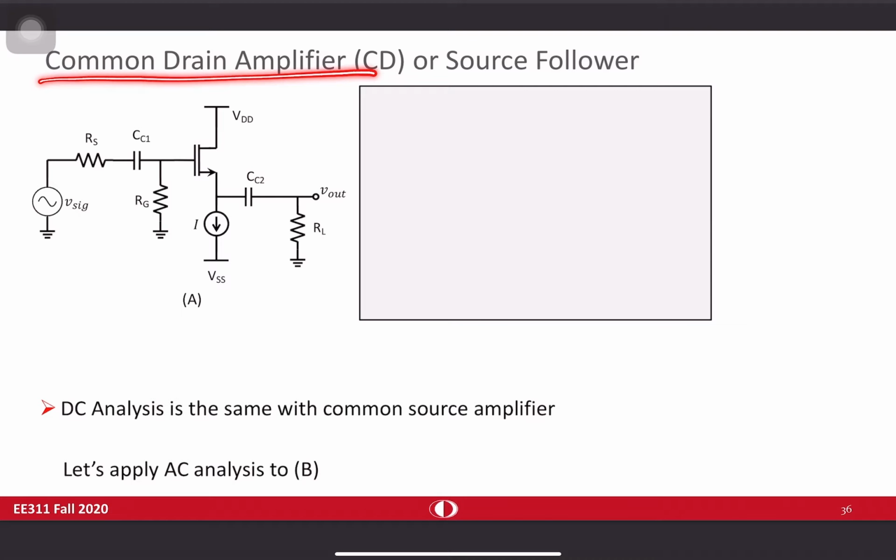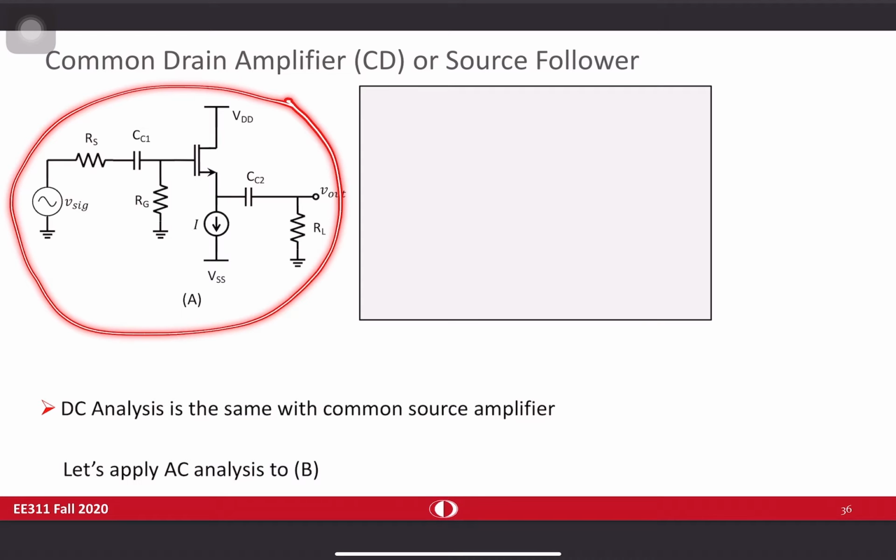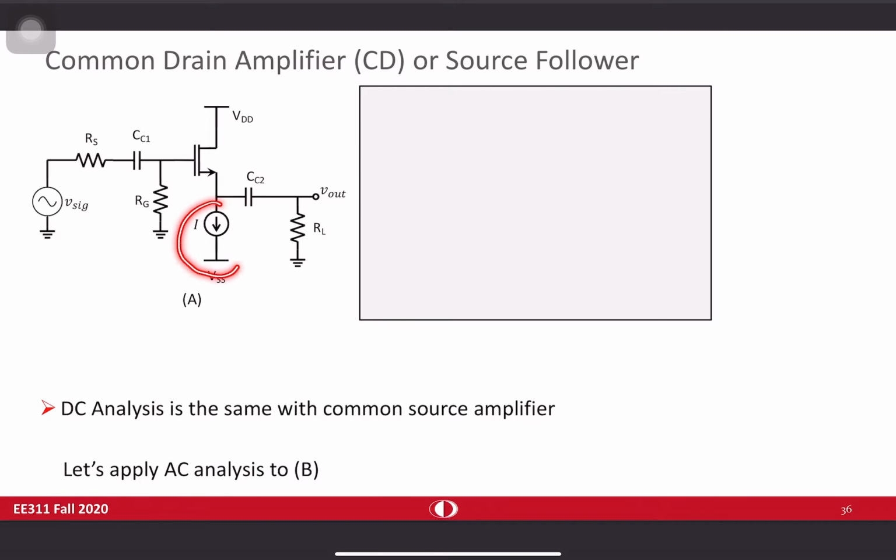Common drain amplifier is also known as source follower. I will explain why in a couple of minutes. Here you see the general diagram of common drain amplifier. For biasing, an ideal current source is shown. When you take a look at this structure, we have drain, gate, and source. And drain is AC-wise grounded, and that's why it's called common drain amplifier.